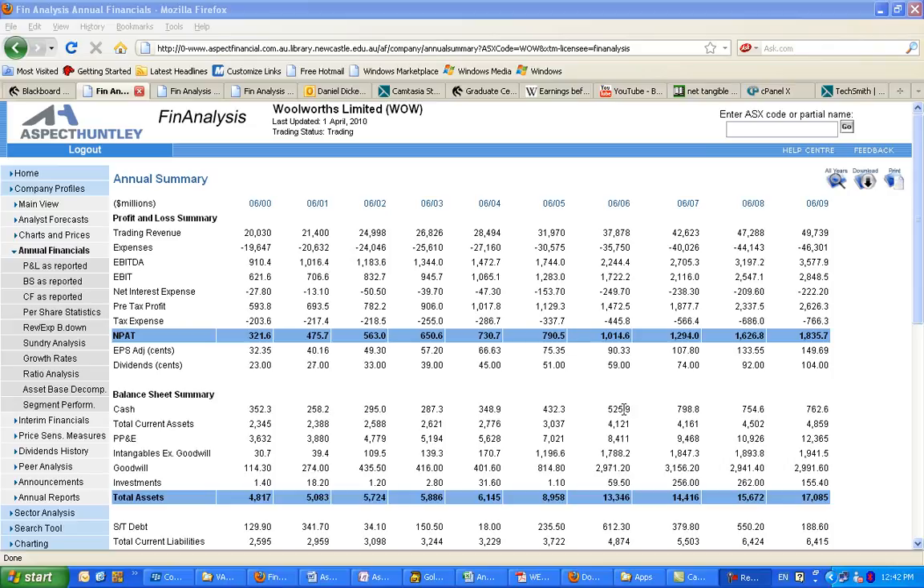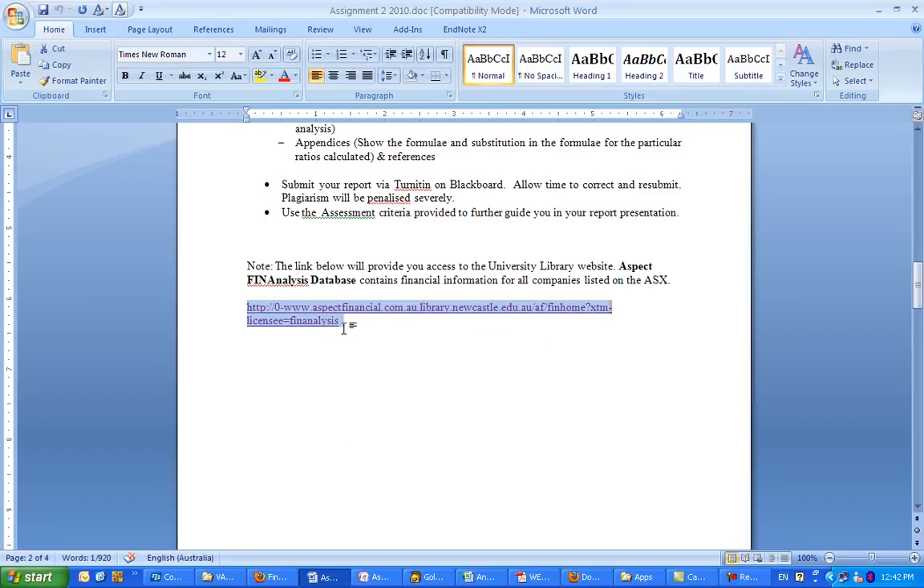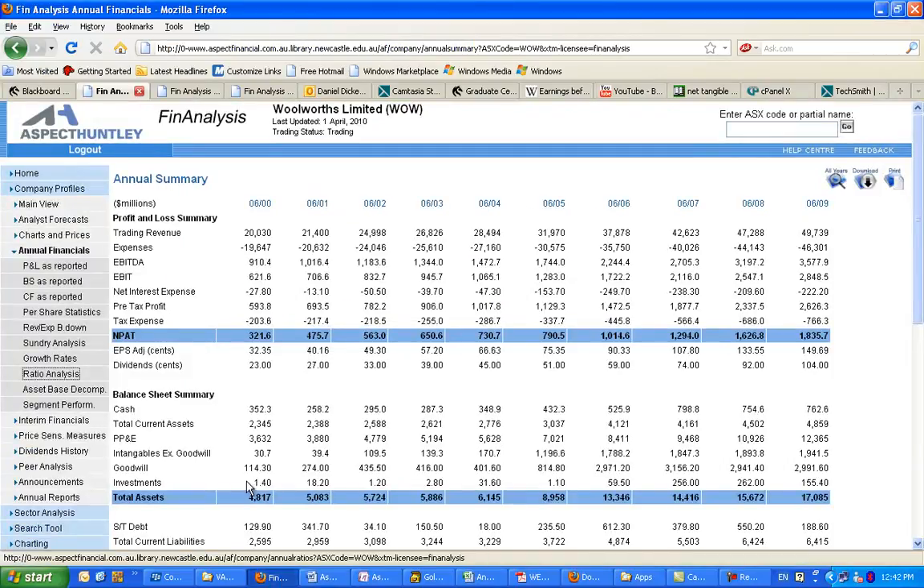Look, I've just got a question about assignment 2. What I've done is I've gone online to the location that you had initially suggested to us in this document, aspectfinancial.com.au, to find some figures for Woolworths and also for Wesfarmers.